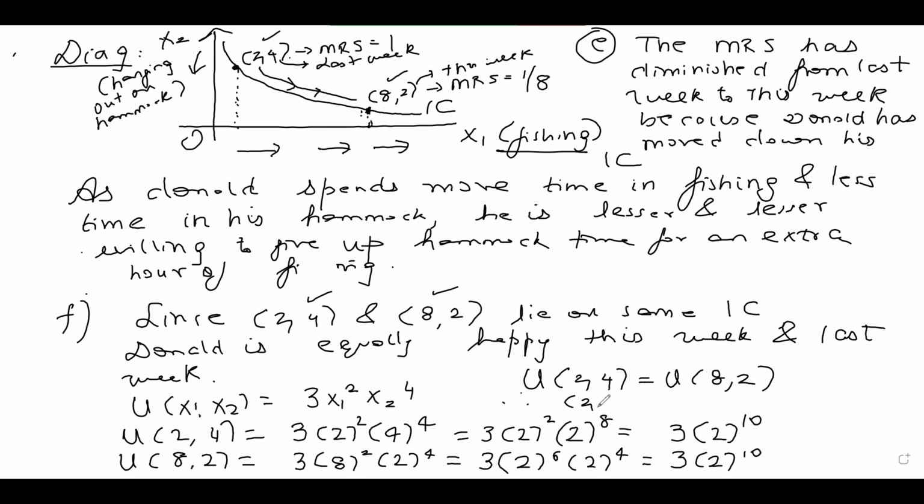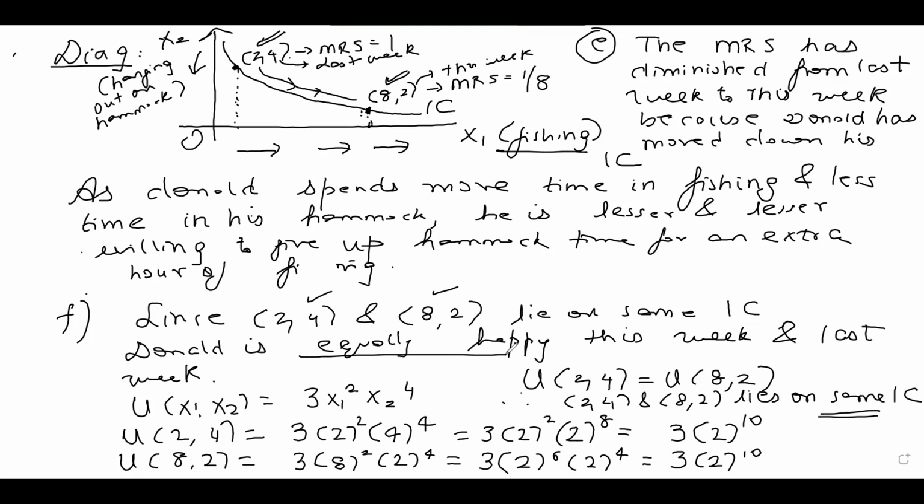Therefore, the bundles (2,4) and (8,2) lie on the same indifference curve. That means that as far as Donald is concerned, (2,4) and (8,2) are giving him an equal amount of happiness because they both lie on the same indifference curve. So the answer for part F is that Donald is equally happy. He is neither sad nor happy. He is equally happy this week and last week because both the bundles lie on the same indifference curve.